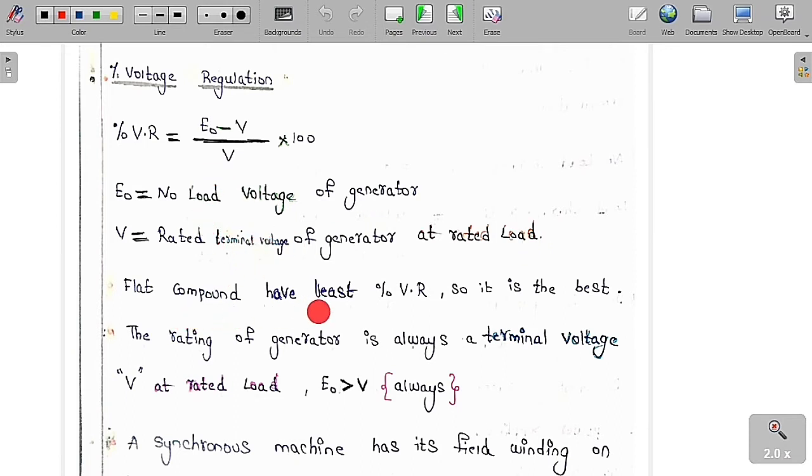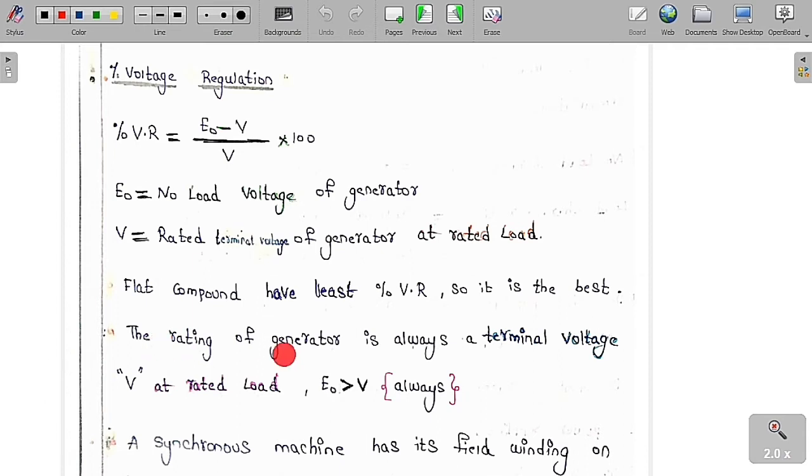See, flat compound has the least percentage voltage regulation out of all the generators, so it is the best one. Less voltage regulation means less voltage drop, because of the internal impedance, so it is the best one. Therefore the flat compound DC generator has the least percentage voltage regulation, so it is the best one.